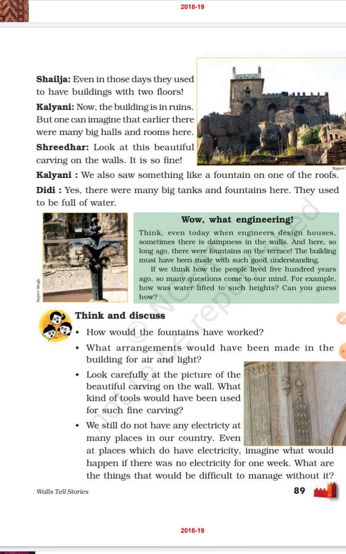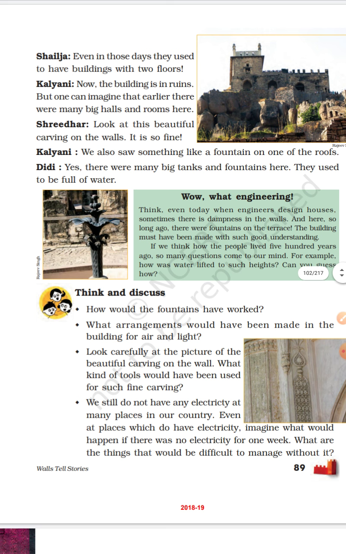Now this is "think and discuss": how would the fountains have worked, right? How did they maintain the pressure of water? Because if you want to run a fountain, in those days they must have had water with very high pressure. So how did they maintain this pressure, how did they create pressure? I guess they used a huge tank, and they kept the tank at a very high level. Then this is how they could maintain water pressure.